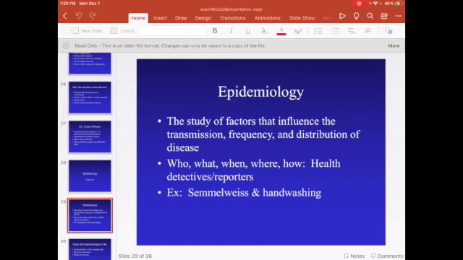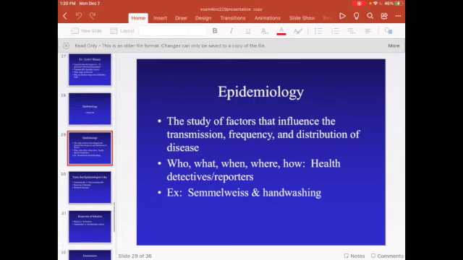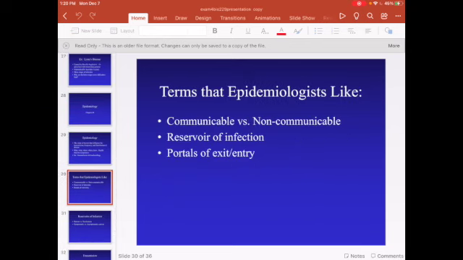And the first epidemiologist was Semmelweis. And I had already told you the story about Semmelweis, who he was. He's the hand-washing dude from, I think that was in Austria, Vienna. So y'all know what an epidemiologist is. We know what epidemiology is. So let's talk about a few terms that they like.